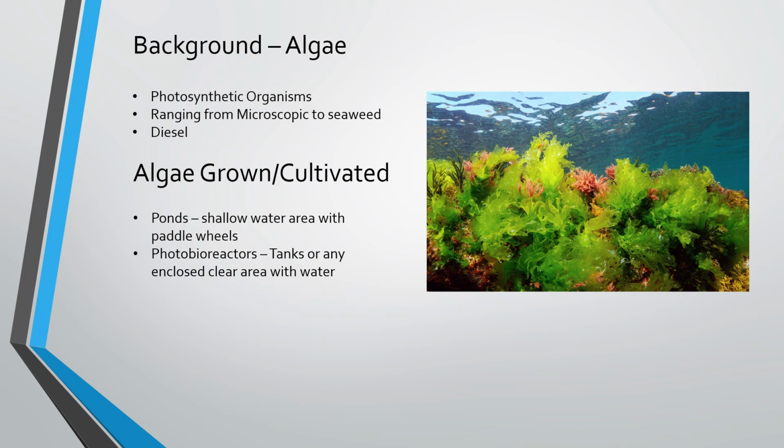And then you can also use photobioreactors, which are more expensive, but they are more controlled in what you can input. So they're usually transparent tubes or tanks, and then you can control the temperature, the light, and the nutrients that are put in there, along with how much carbon dioxide you're using.